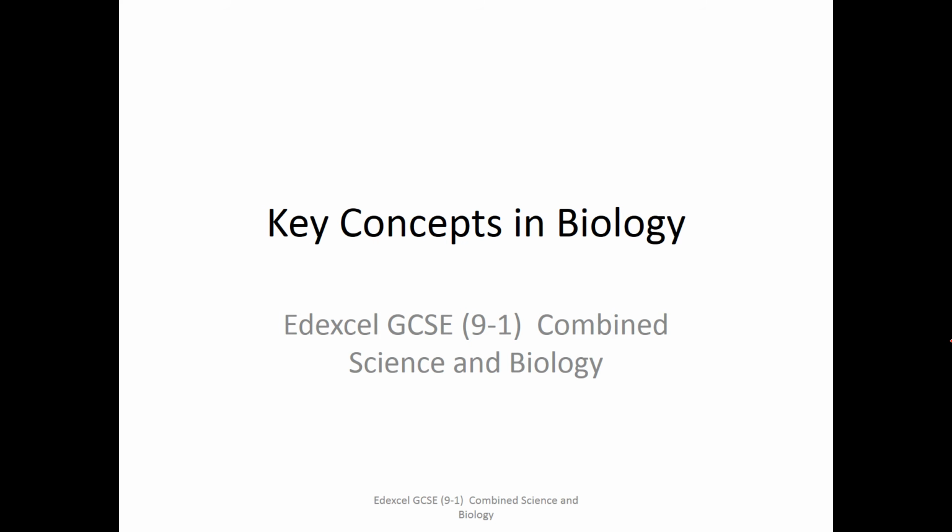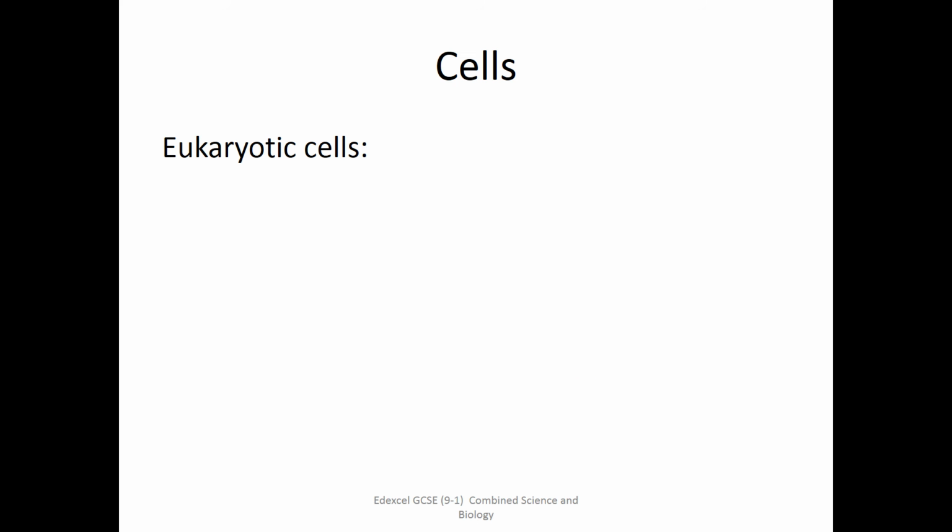This links to the Edexcel 921 GCSE Combined Science and Separate Science Biology specification. Cells are the building blocks of life. All living things are made of cells. The first type of cell I will be discussing are eukaryotic cells. Eukaryotic cells are cells that contain a nucleus.